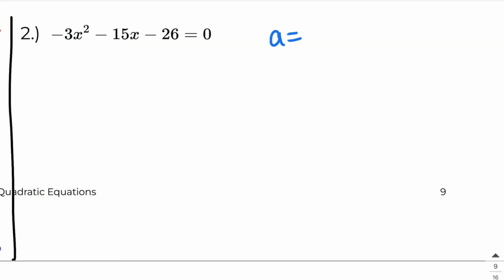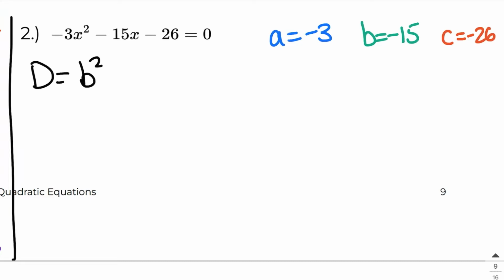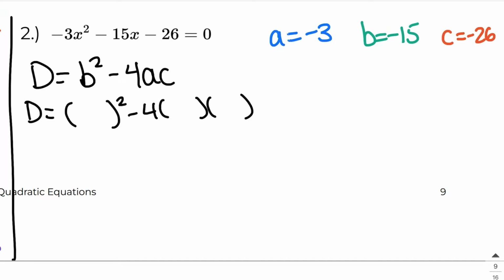Here I'm going to say that A is negative 3, B is negative 15, and C is negative 26. So let's go ahead and do this. Let's plug our information in. So the discriminant is b squared minus 4ac. So here I'm going to plug in all of that information right here. So b is negative 15. I'm going to square that negative 15 minus 4 times negative 3 times negative 26.